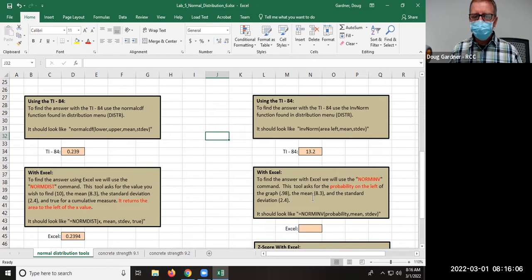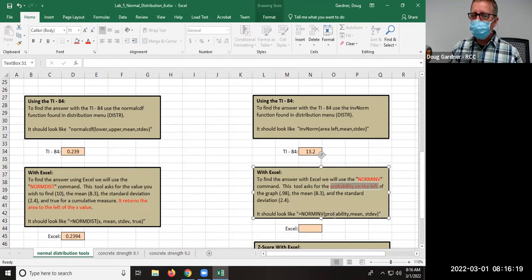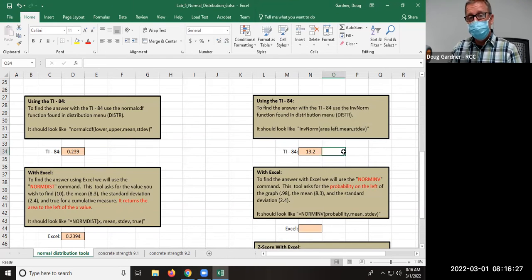So notice this is identical. Isn't that kind of cool? This tool asks for the probability again on the left, so this is actually a perfect match to what your calculator does. It's also to the left. And notice the syntax: probability goes first, and then mean and standard deviation. Isn't that exactly the same order? In a sense, it does look like they talked to each other, even though they didn't.